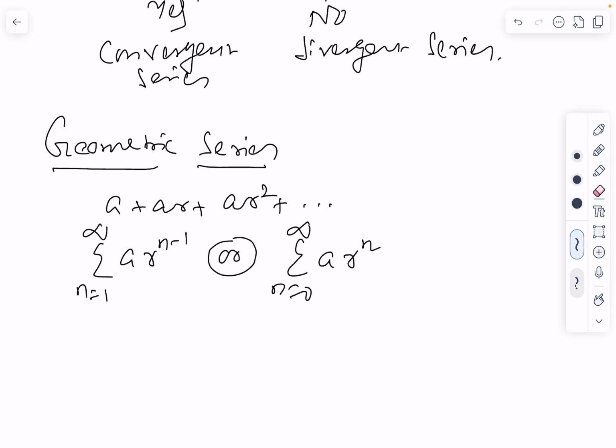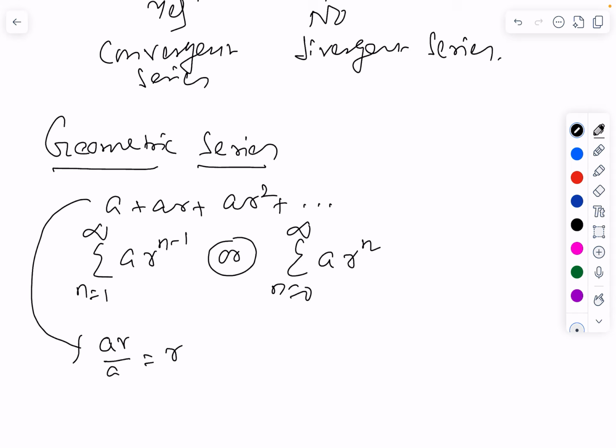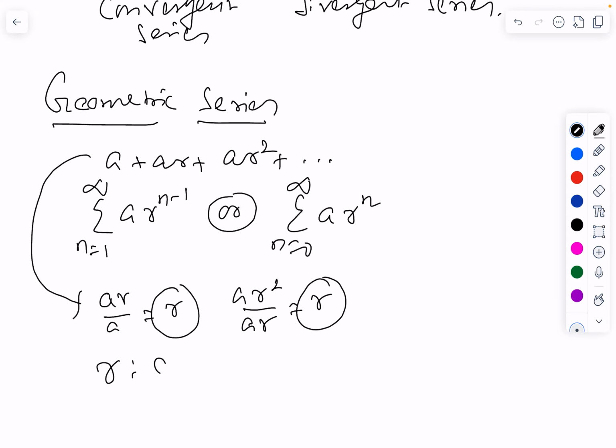Now just observe here. Each term: the first term is A, the second term is AR. If you divide the second term by the first term, you will get R. Say the third term by the second term, again you will get R, and so on. So that means this is a common ratio. That R is called the common ratio, and A is called the first term.